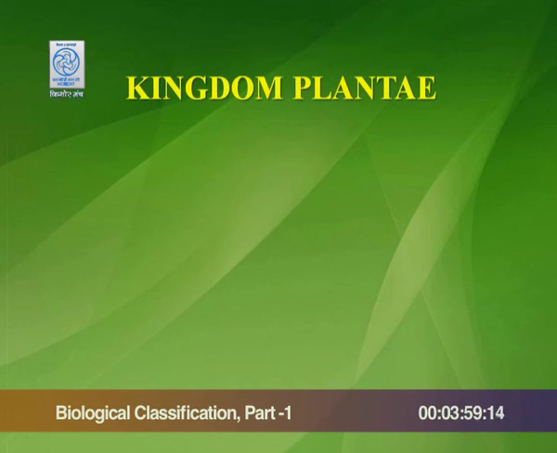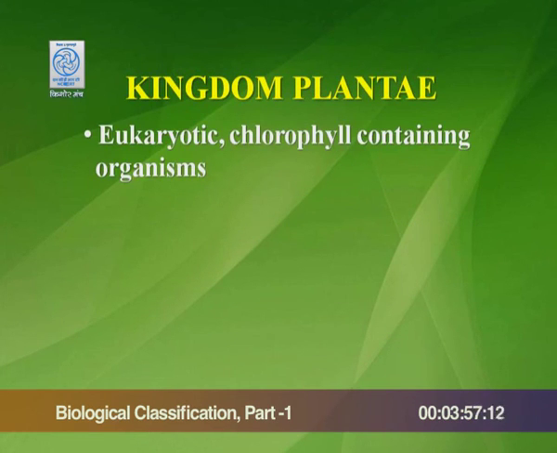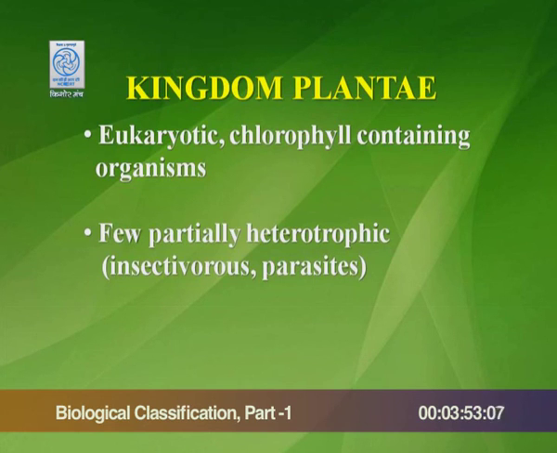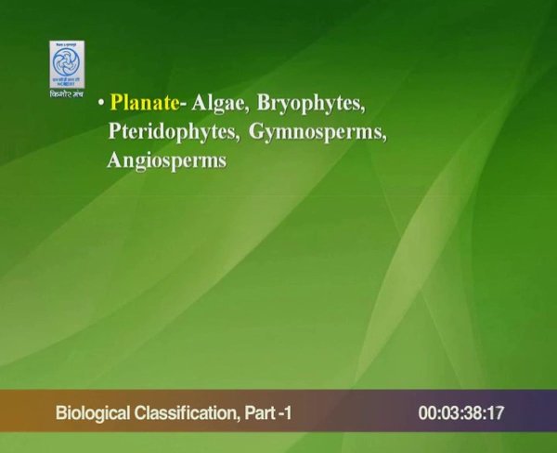Kingdom Plantae. They are eukaryotic chlorophyll containing organisms. Few are partially heterotrophic. Example: the insectivorous plants, the Venus flytrap, and parasites, the Cuscuta. The cell wall is made up of cellulose. Plantae includes algae, bryophytes, pteridophytes, gymnosperms and angiosperms.